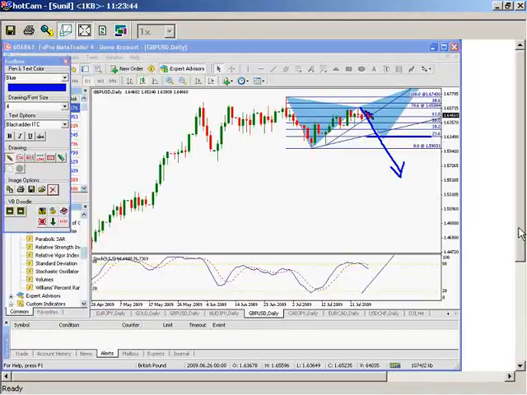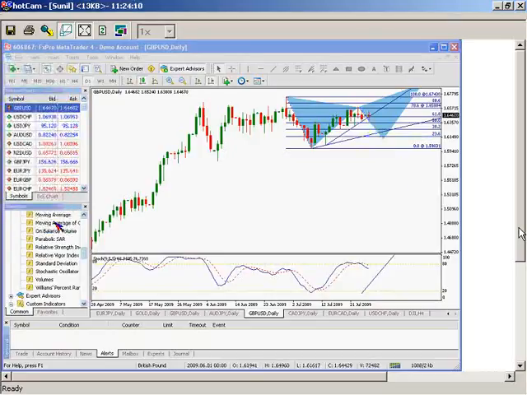No. If it breaks this trend line, we go short till this level. If it finds support, good enough. We know where this target is. If it breaks, we know where this target is. We follow price. We do not predict price.